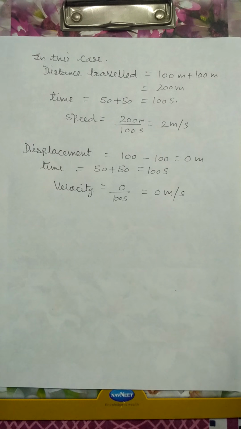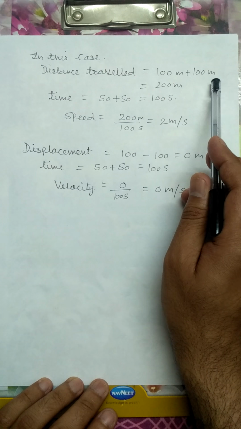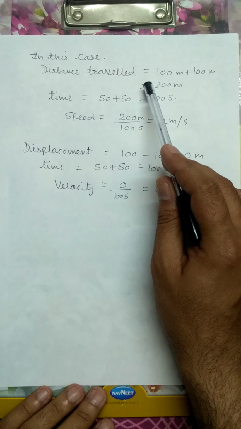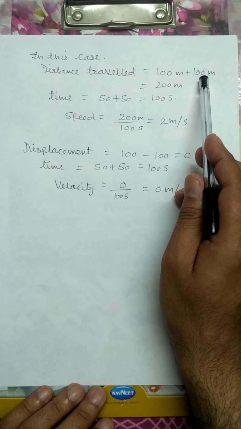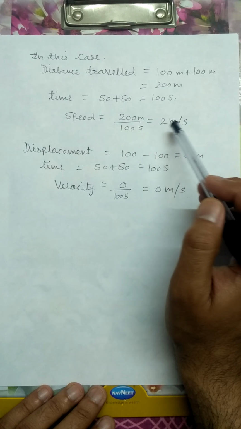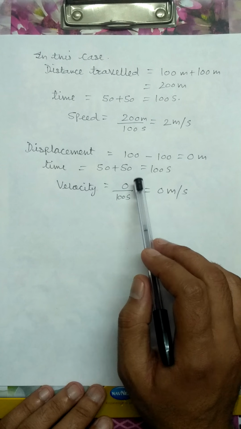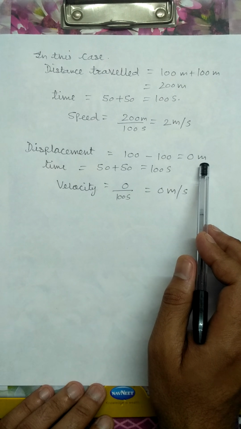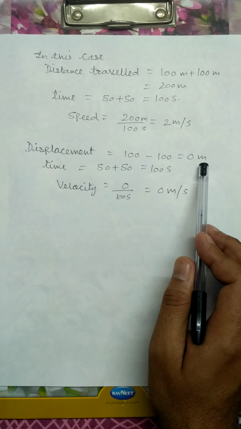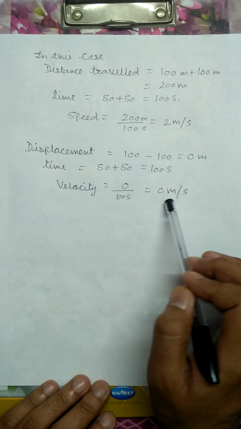So in this case, the distance traveled is 100 meters plus 100 meters. 100 meters when he goes from home to shop, and again 100 meters when he goes back from shop to home. So 200 meters. Time is 100 seconds. So speed is 2 meters per second. Now what is the displacement? As I have said, 0 meters. Why? Because the distance between the initial point and the final point is 0, and time is 100 seconds, so velocity is going to be 0 meters per second.